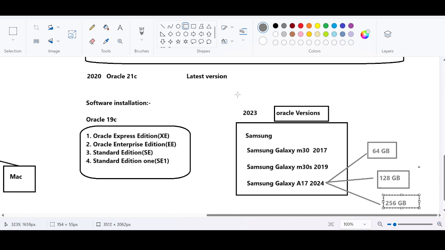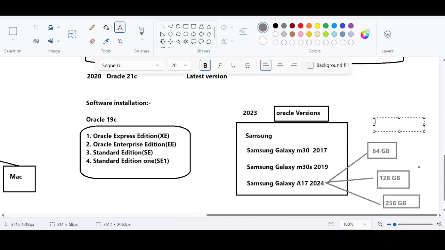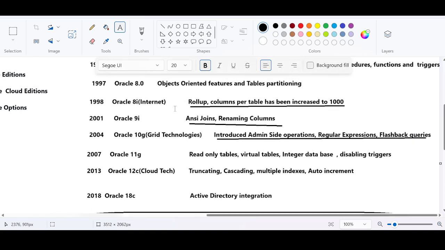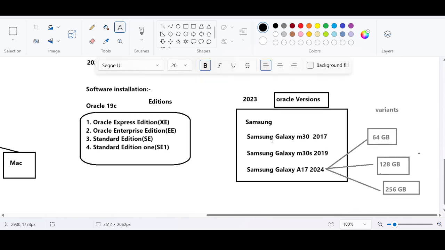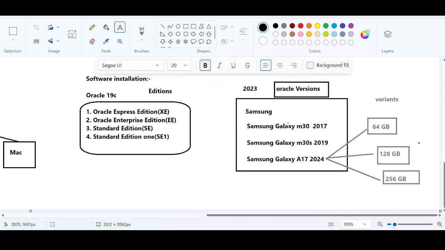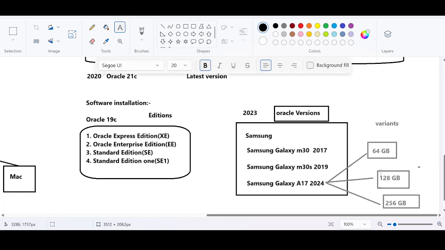So these variants are equivalent to what? Oracle editions. You call them variants in the mobile; Oracle says editions. Editions are just like variants. Each and every edition has its own advantages as well as some disadvantages. Oracle versions are like Samsung versions, and Oracle editions are like the Samsung mobile variants.